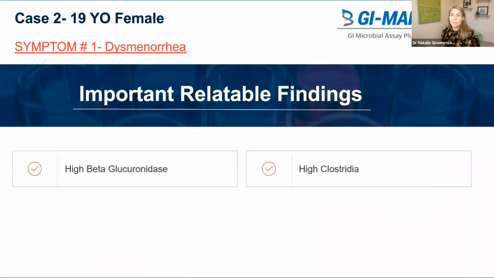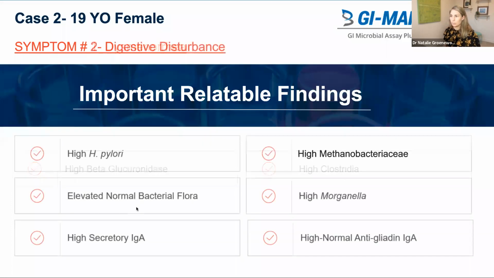So again, I just want to highlight some of the findings that could be relating to her clinical presentation. The dysmenorrhea, again, that high beta-glucuronidase, making it hard for her to metabolize her estrogens and then get them out of her body before going into hepatic recirculation. And then the high Clostridia, because the high Clostridia contains some of those beta-glucuronidase enzymes. So we are going to take note of this and make sure that we're incorporating it into our treatment plan.